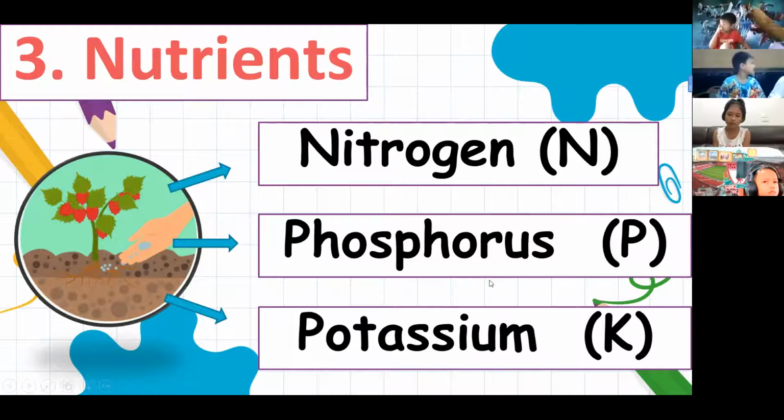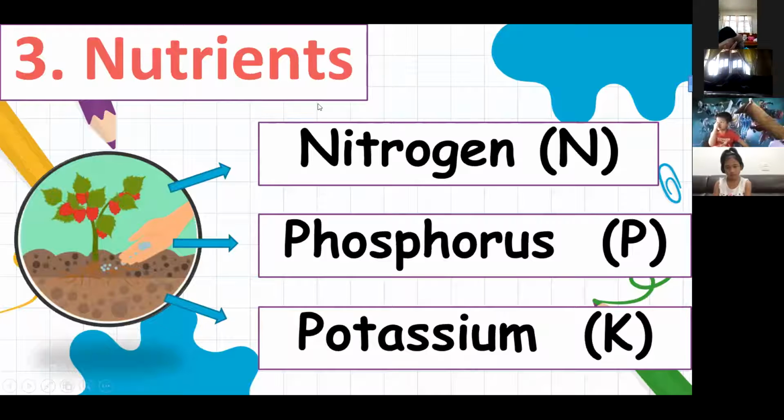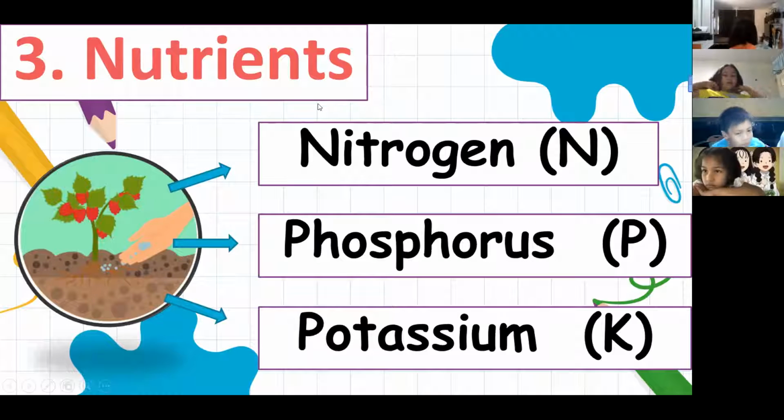Con. Okay, let's hear Con. Con, what's number one? What's this? Nitrogen. Okay, you follow the teacher. Nitrogen. Okay, phosphorus. Again, phosphorus. What is it called? Phosphorus.